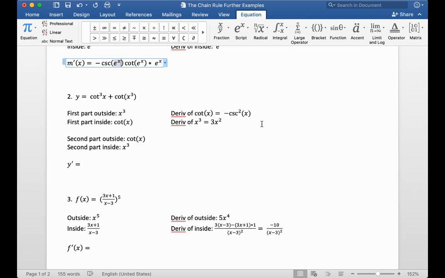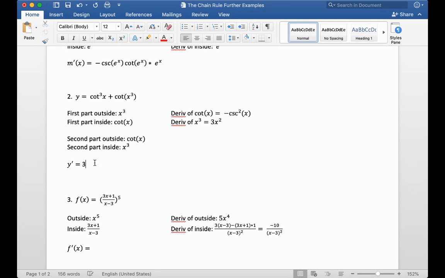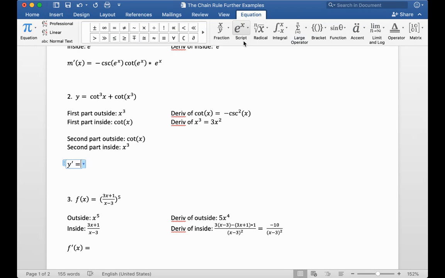So in both cases, we're going to need to remember what the derivative of the cotangent function is and what the derivative of x cubed is. I've got that over here. This is something that you've got to bring with you to the problem. And so for the first part then, the derivative of the outside is 3 something squared.